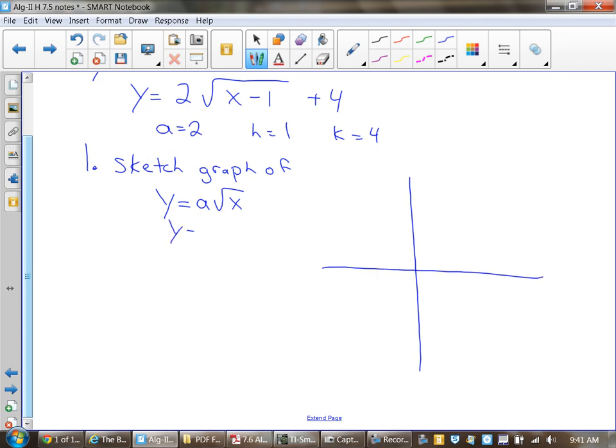So if I start with my sketch, it would be the sketch of y equals 2 square root of x. What's the square root of 0? What's 0 times 2? So I know it starts at 0, 0. What's the square root of 1? What's 1 times 2? So at 1, it's at 2. And then again, I go right to the next perfect square, which is 4. What's the square root of 4? 2. What's 2 times 2? 4.